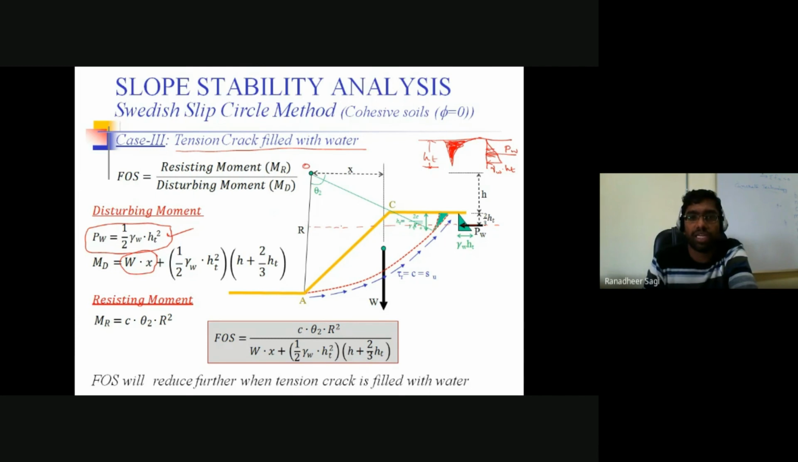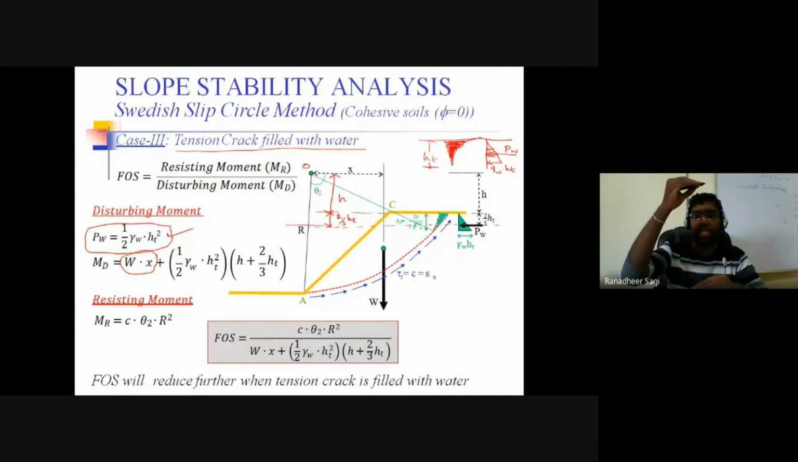So what is the perpendicular distance from the line of action of the force to point O? Let's say this is some small h, and the remaining distance is nothing but 2/3 of the height of the tension crack, 2/3 of HT. So PW into the perpendicular distance, h plus 2/3 of HT, gives the additional moment developed about point O, which is responsible for driving the soil, which in turn decreases the factor of safety of the soil.